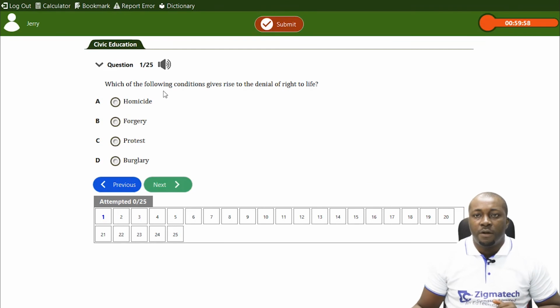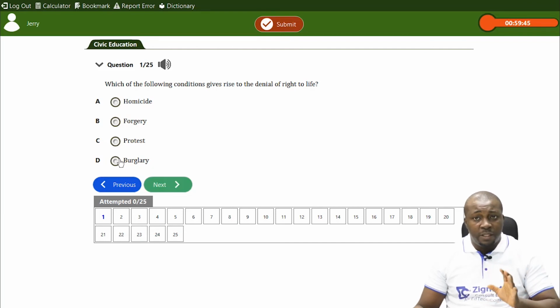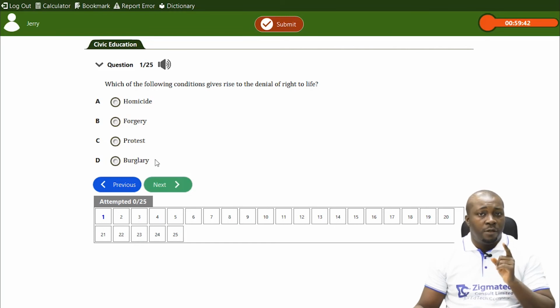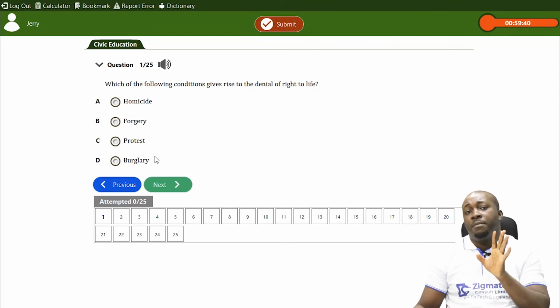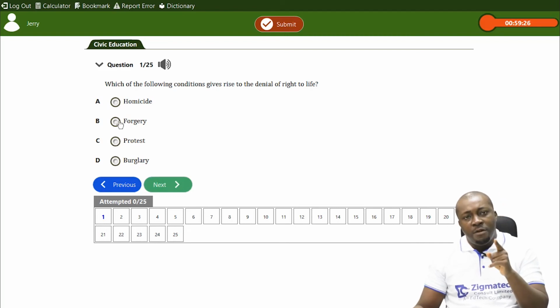Now, which of the following conditions give rise to denial of rights to life? Now let me take it from D. Burglary. That is when you break into another person's property without permission. Of course, you can be sentenced, but your right to life will not be taken. If you protest, it's rights. It's the right of citizens to protest against government policies. Forgery is a crime, but it's not enough to deny you your right to life.